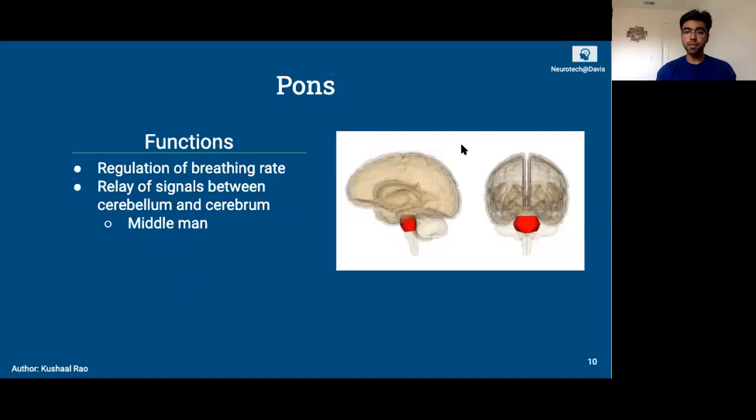Next up, you have the pons. The pons is right above the medulla oblongata, and it's responsible for regulating breathing rates. It also relays signals between the cerebellum and the cerebrum. The cerebellum is this little structure right here that you see under the brain. The cerebellum actually translates to little brain, so that can help you remember where the cerebellum is. And the cerebrum is basically the rest of the brain. So the pons is the middleman in terms of relaying signals between the newer part of the brain and the more primitive sections.